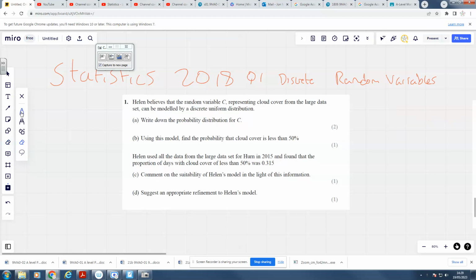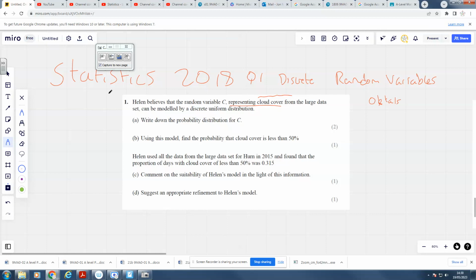We've got Helen believes that the random variable C representing cloud cover. Okay, this is about the large data set. Cloud cover is always measured in octals, yeah? And when this paper first came out, we realized, wow, they're really going to make some really difficult questions from the large data set, because you had to know that cloud cover is measured in octals. And that's eighths of the sky covered by cloud. And it's done by guess. You just look up and think how many eighths of the sky are covered by cloud, and then you write that down, and that's how many octals of the sky are covered by cloud.